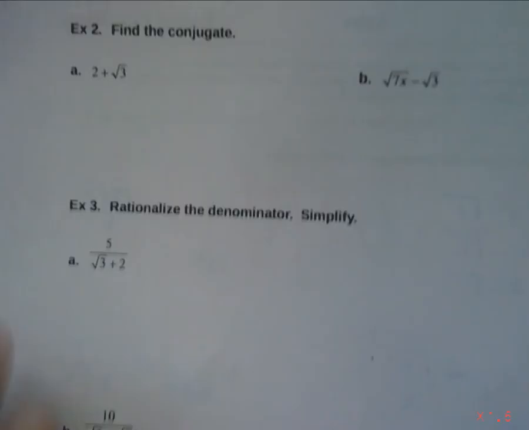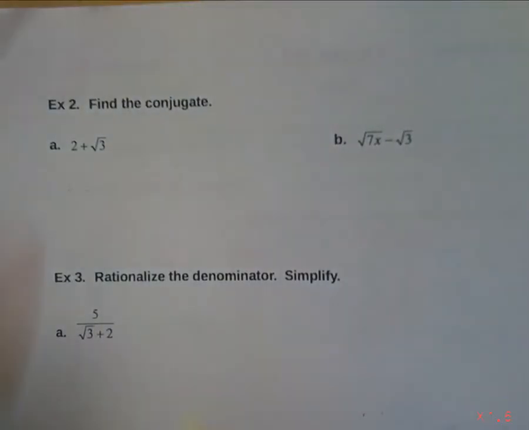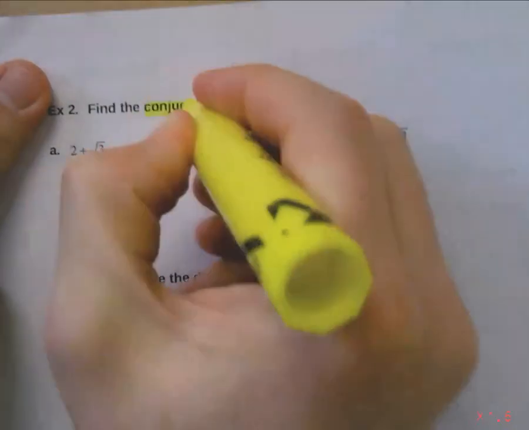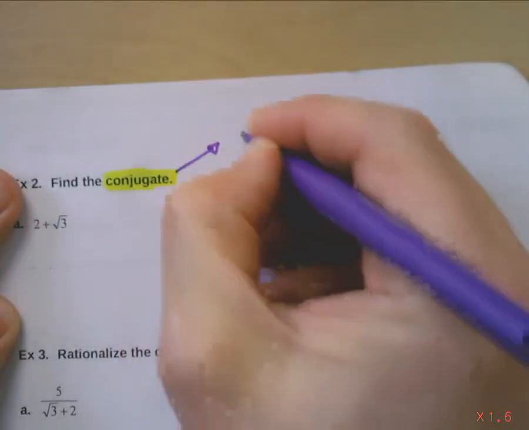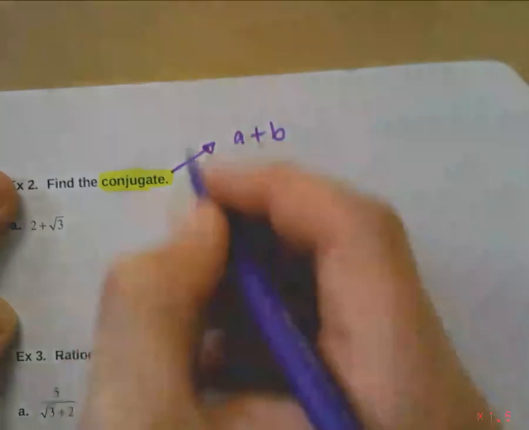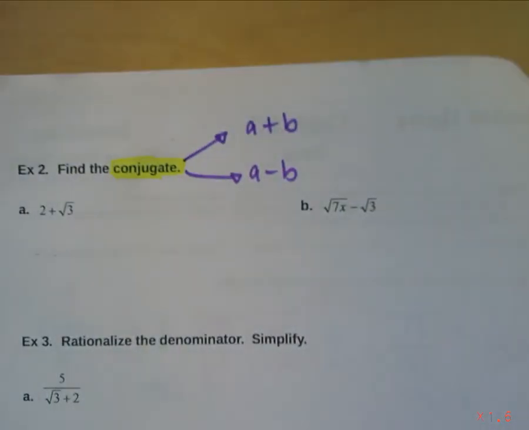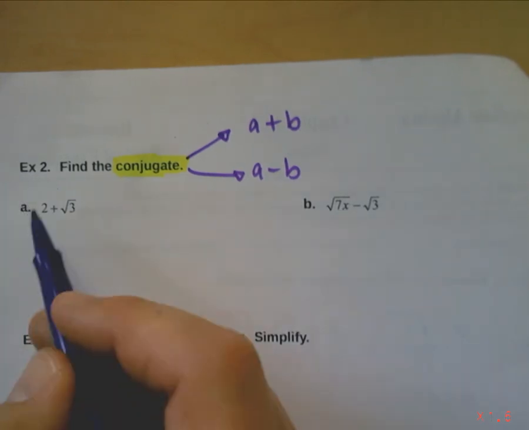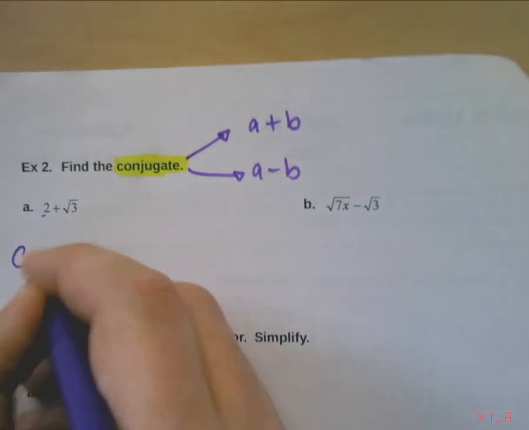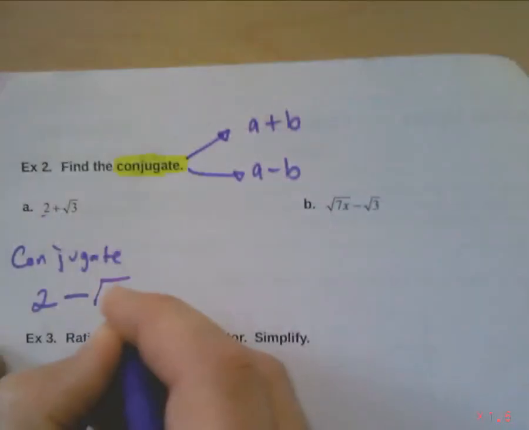All right, so conjugate. That's a fancy new word. Conjugate. Here's the conjugate. Here's the idea. Conjugate means if you have A plus B, then the conjugate would be A minus B. So it's basically the opposite in between. If you see 2 plus root 3, then its conjugate is 2 minus root 3.